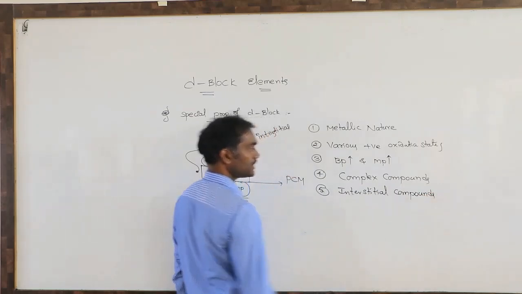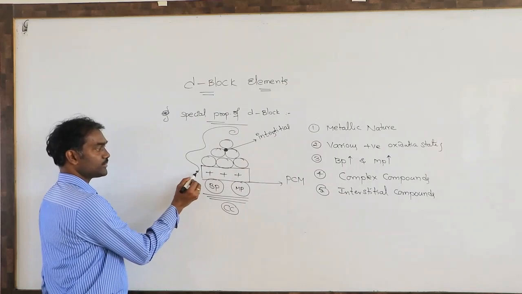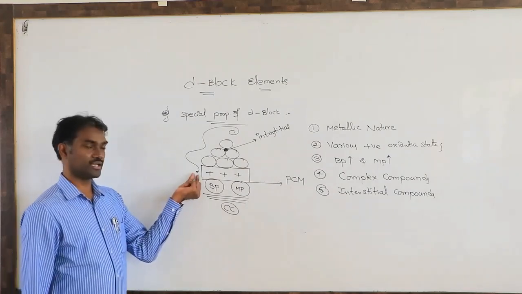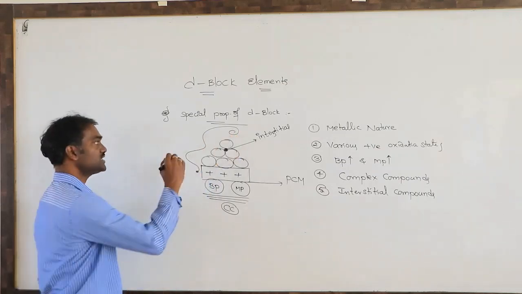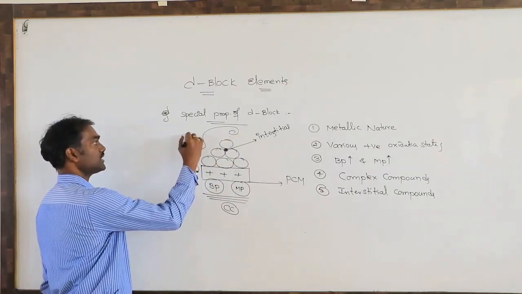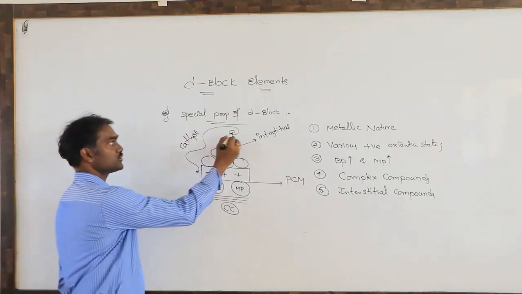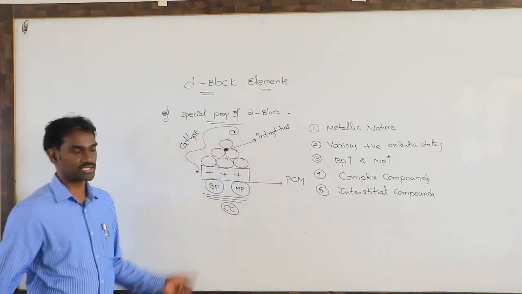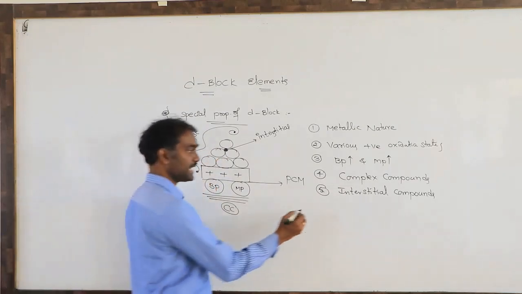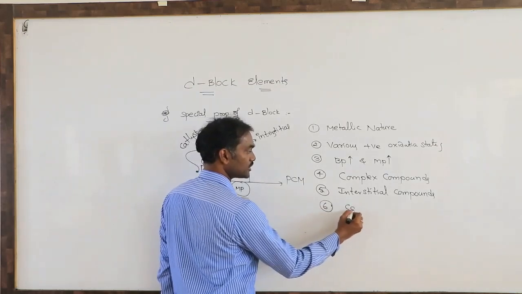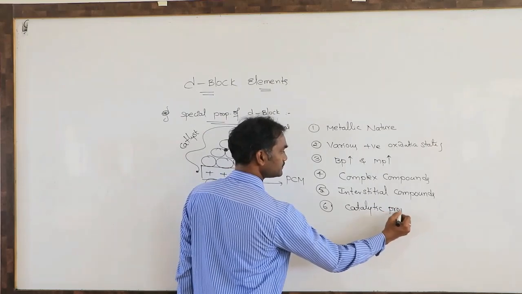So the D block elements readily form interstitial compounds. Next, suppose something is in a lower state, and we send it to the highest position. Which chemical is doing that? That we call a catalyst. From the lower state they are taken to a higher position. So the majority of D block elements act as catalysts. These are showing catalytic property.